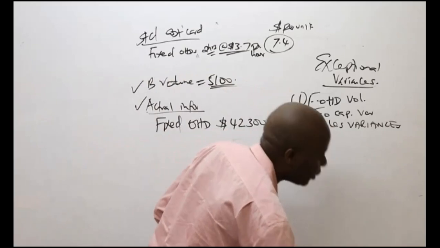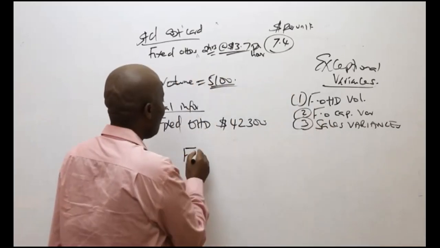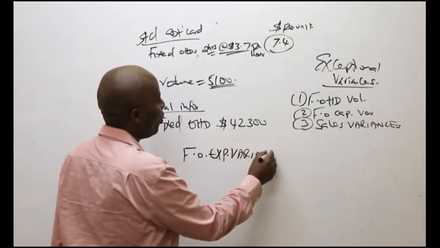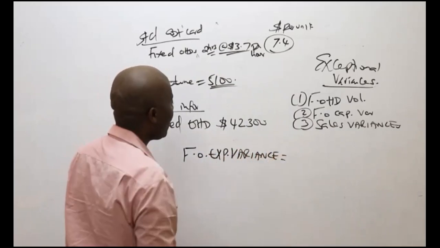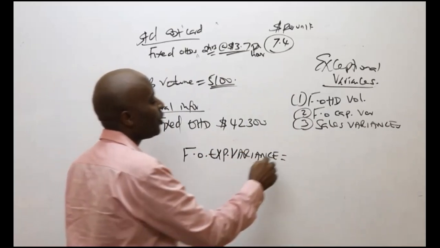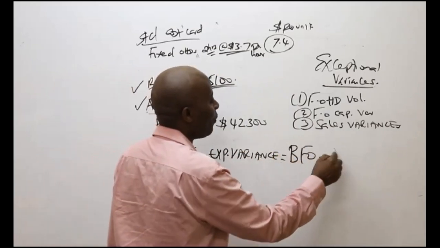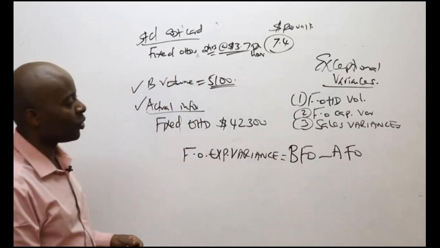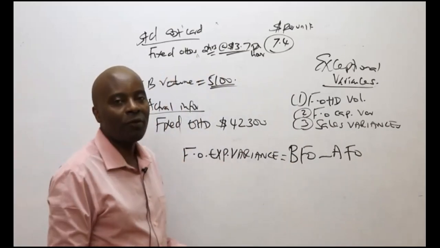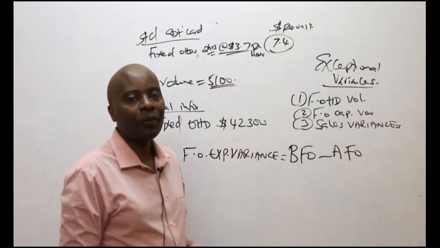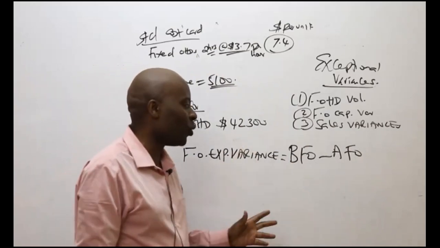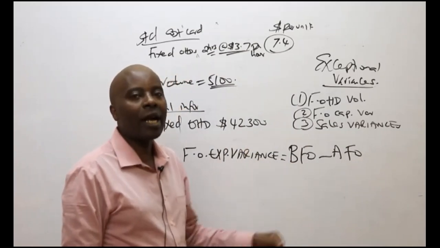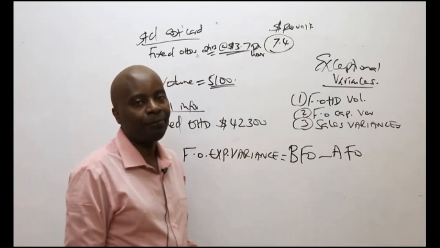Now the other student who should be able to get 100 bob is a student who got this fixed overhead expenditure variance correctly. To get fixed overhead expenditure variance, we normally take budgeted fixed overheads minus actual fixed overheads. That is the formula. Please write this formula in full. BFO is budgeted fixed overheads minus actual fixed overheads.